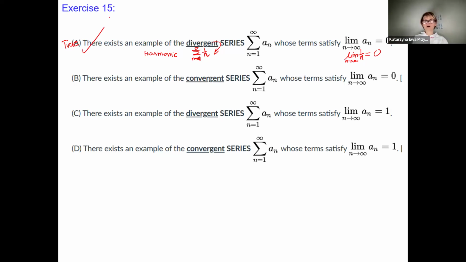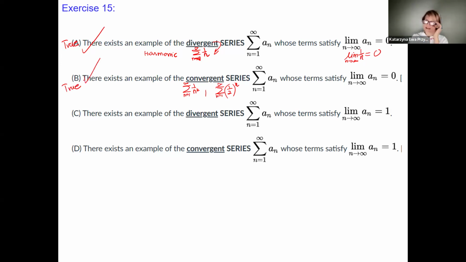What about B? There exists an example of a convergent series a sub n whose terms satisfy that the limit is 0. Everything that is convergent, the limit must be 0. Yes, and we can say 1 over n squared if we remember this, or one of the geometric ones, let's say 1/2 to the power of n. All of the limits go to 0. That means yes, this is true.